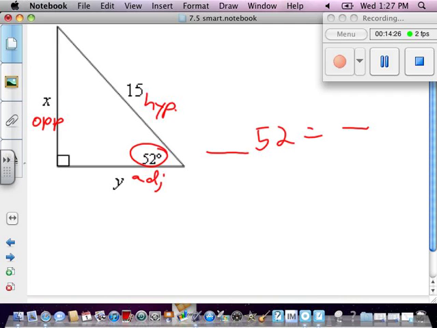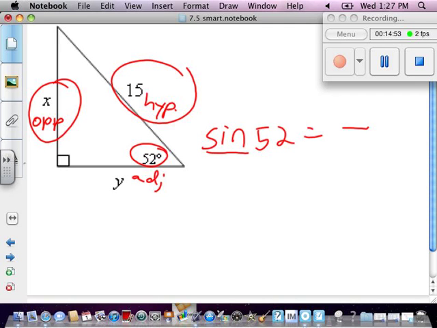Okay? So we're looking at 52. I know I have the hypotenuse. What do I want to find first, x or y? Pick one. Okay, x. So if we're looking at x, we have the opposite and the hypotenuse. So let's look up on our paper. What is opposite and hypotenuse? It's sine. Does everybody see that? We want to find opposite and hypotenuse. We're looking to solve for x. So we're going to do the sine of 52 and the opposite is x.